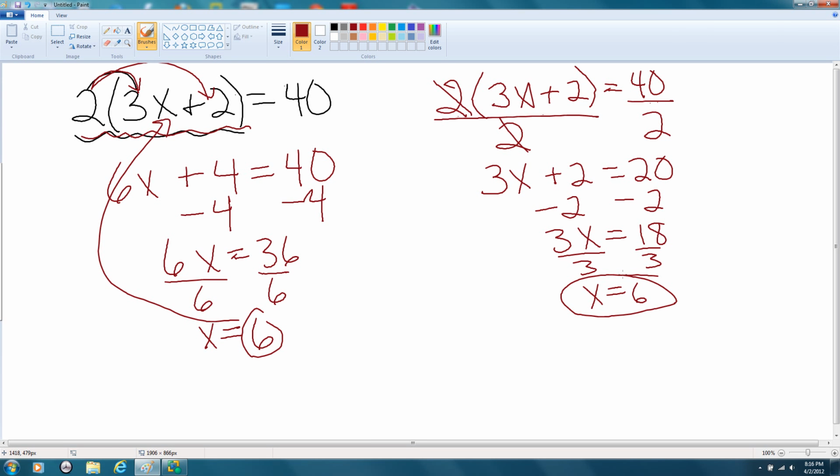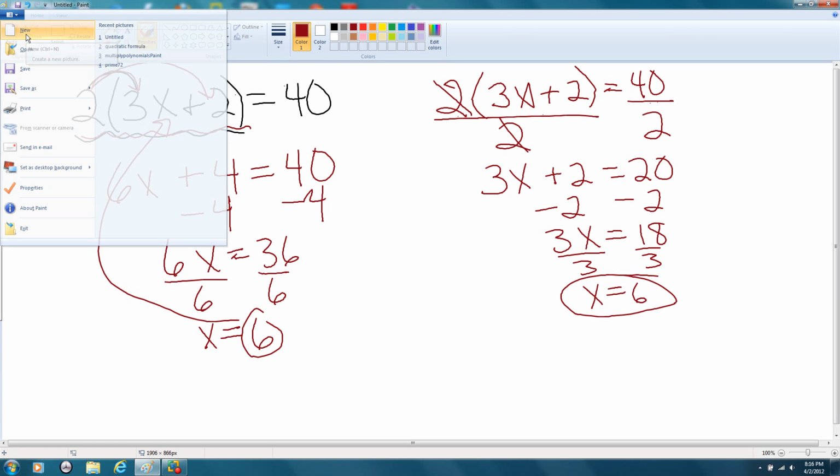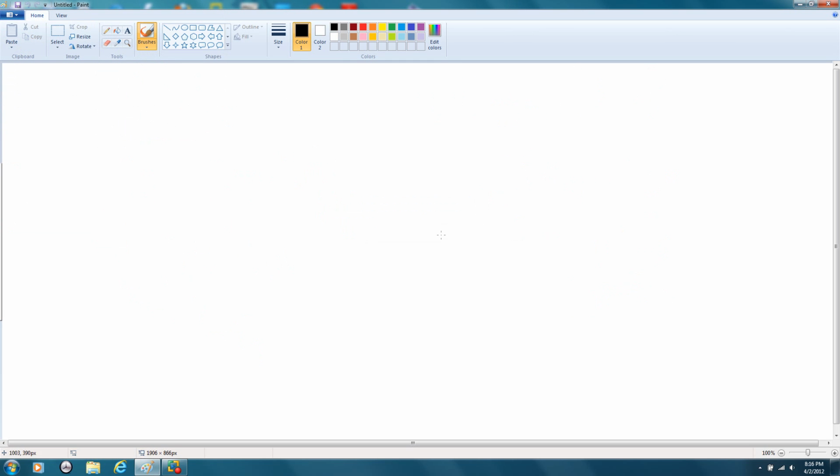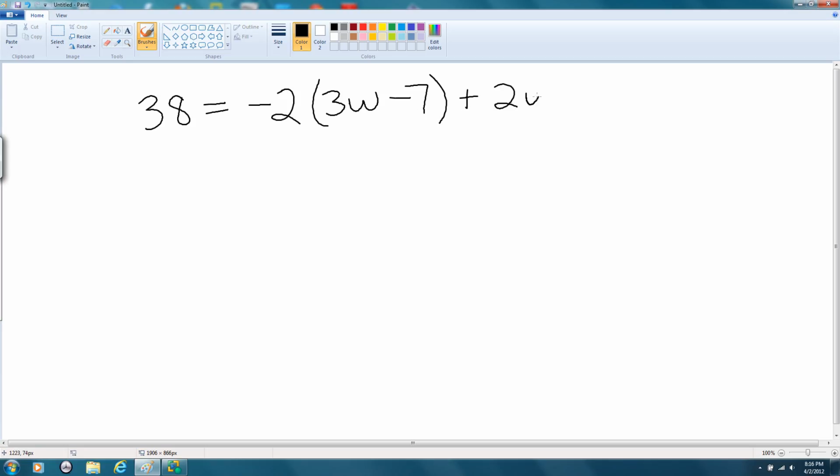Let's see. I'm going to do one more here, just to get one more level of complexity. So here I have this one: 38 is equal to negative 2 times (3w minus 7) plus 2w. That looks really complicated, but we're just going to take it one step at a time, simplifying first and then doing something to each side of the equation to get the w by itself.